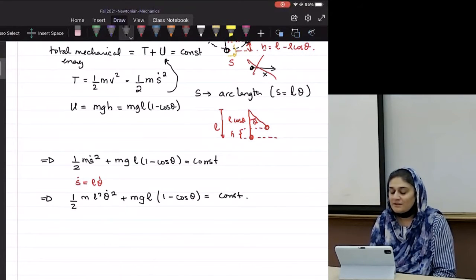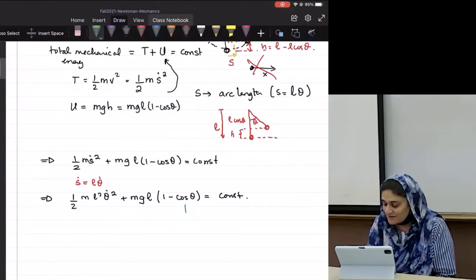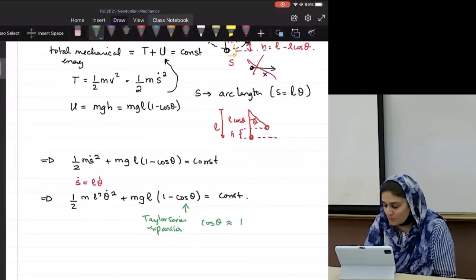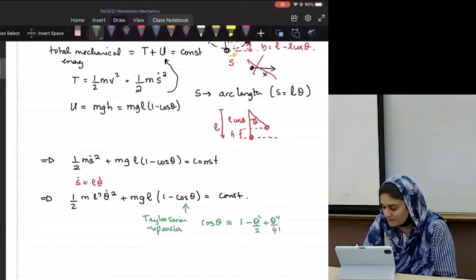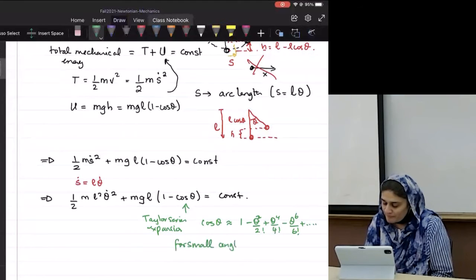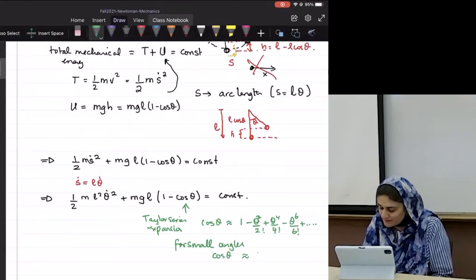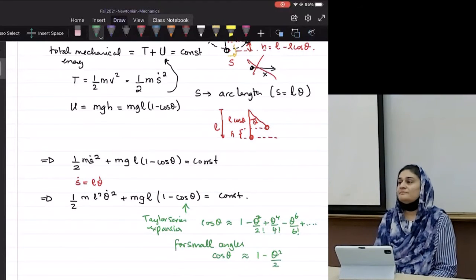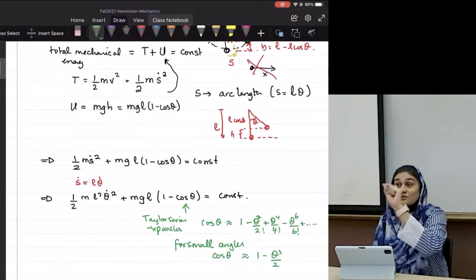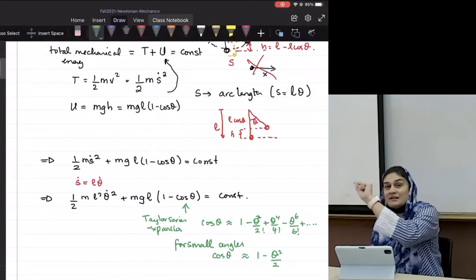Anybody remember the Taylor series expansion of cosine theta? So the Taylor series expansion of cosine theta is approximately equal to 1 minus theta squared over 2 factorial plus theta to the 4 over 4 factorial minus theta to the 6 over 6 factorial, and so on and so forth. For small angles, cosine theta is approximately 1 minus theta squared over 2. If it was sine, what would it be? For sine of theta, the Taylor expansion starts from theta, and it's all odd powers. So theta cubed over 3 factorial, theta to the 5 over 5 factorial. That's how I remember it.